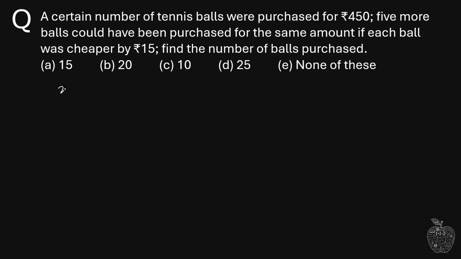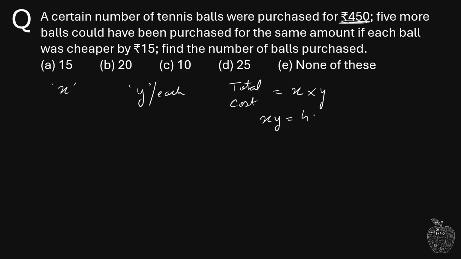Alright, so let's say that X balls were purchased and they were purchased for Y rupees each. So what will be the total cost here? We know that X balls were purchased and each of them was purchased for Y rupees. We multiply by Y. This will give me the total cost. Now we are already given that the total cost is 450 rupees. So that means XY here is 450.